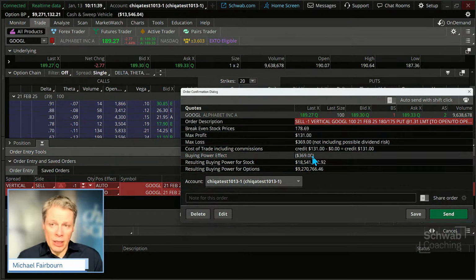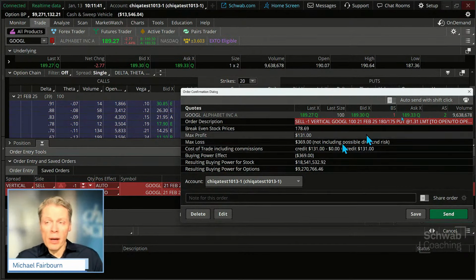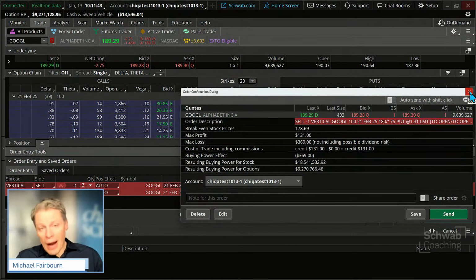And we're going to dive into that in just a second. But that's a key point when you're looking at stocks that do have high values, right? They can be quite expensive for just a single contract in terms of the buying power effect.